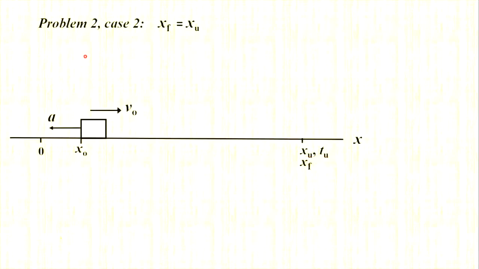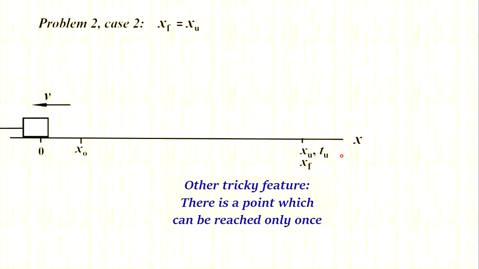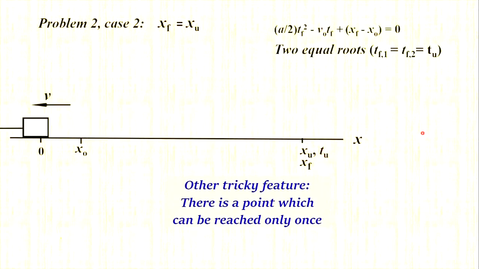Now we consider the second case for problem 2, namely when the position of the point of interest xf coincides with the position of the U-turn point. The object moves to the right, arrives at the U-turn point, and then goes back, and in this case, the equation for tf evidently has two equal roots, which are equal to time tu, namely the time to reach the U-turn point.